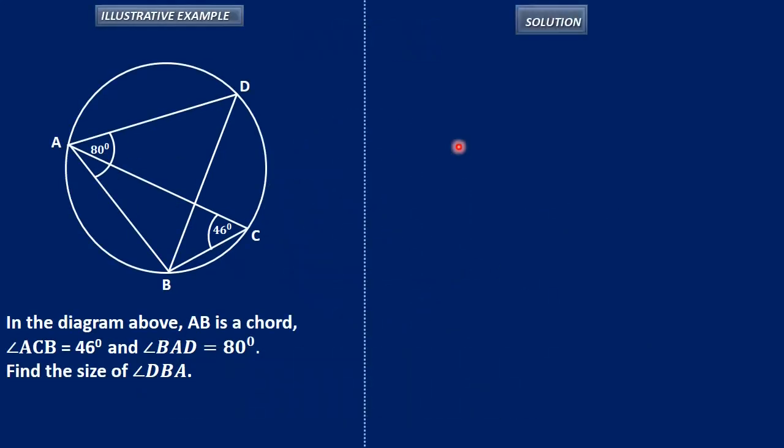Let's apply property 3 to solve this example. The question says in the diagram above, AB is a chord. Angle ACB is 46 degrees and angle BAD is 80 degrees. Find the size of angle DBA. So they want this angle.